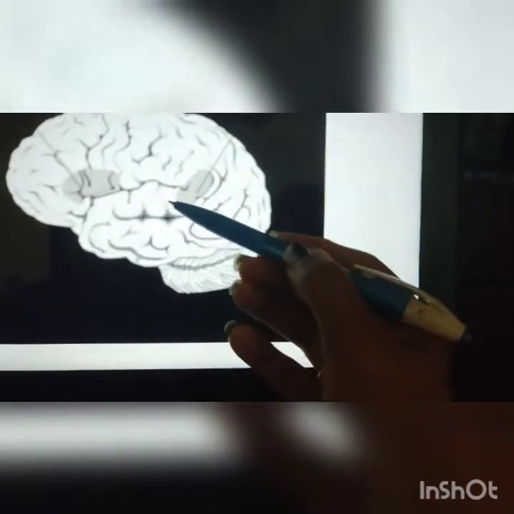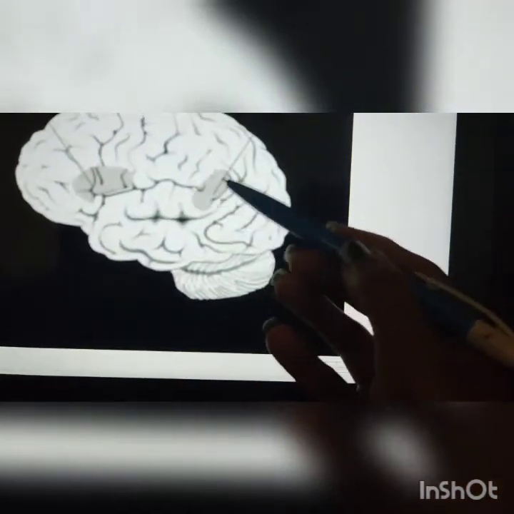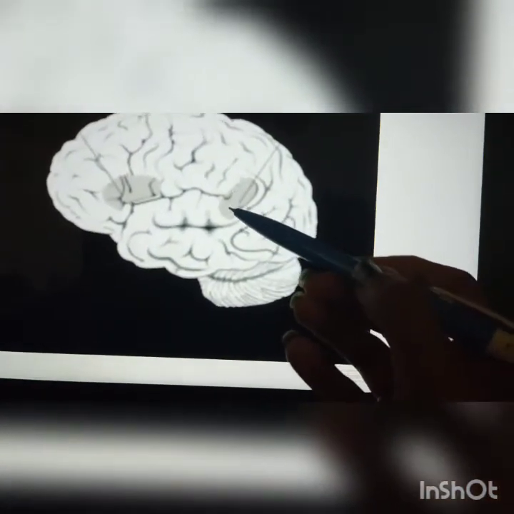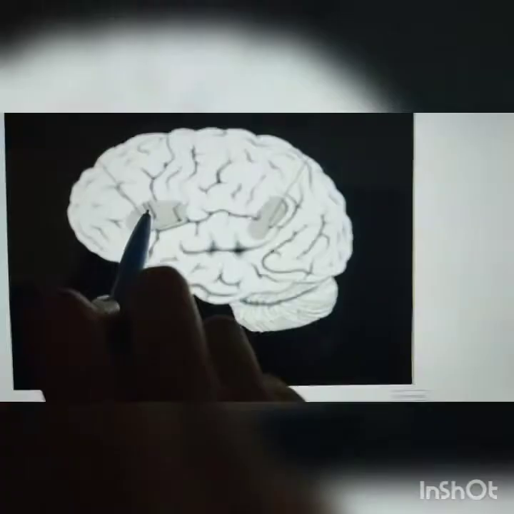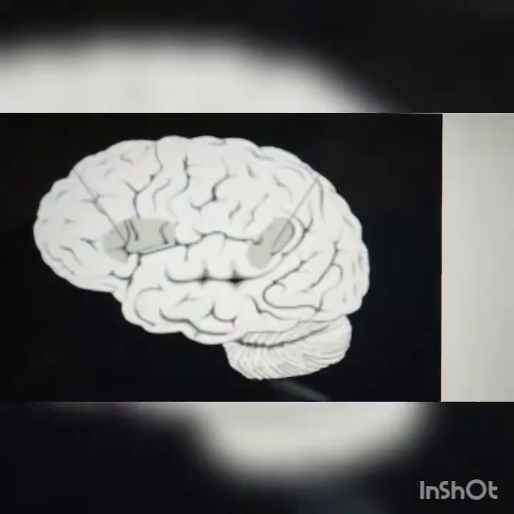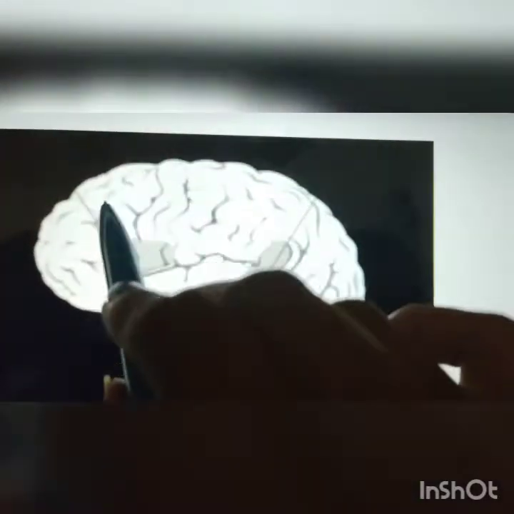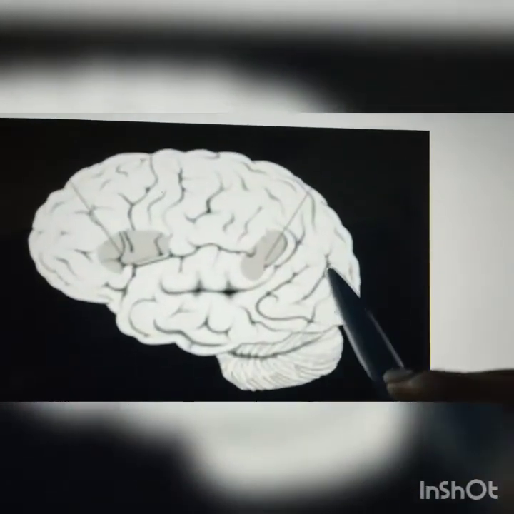Whereas for sensory, Wernicke's area is located here in the temporal lobe, and this is the primary sensory speech center. So whenever there is an issue, both of these are supplied by the MCA. So as we know, the MCA supplies this whole region here. This is supplied by the posterior cerebral artery.